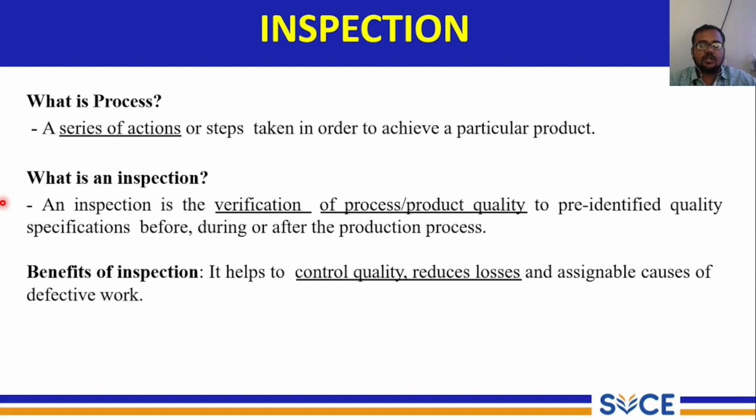Before we move on to the concepts of inspection, we want to know what a process basically is. In an industry or an organization, a process is a series of actions or steps which are taken in order to achieve a particular product. So how well is inspection related to the process? An inspection is the verification of process or product quality against pre-identified quality specifications before, during, and after the production process is happening.